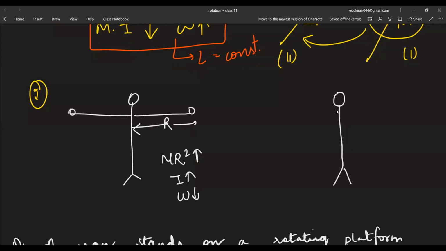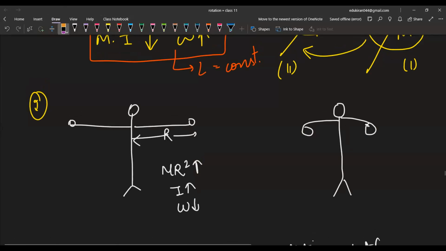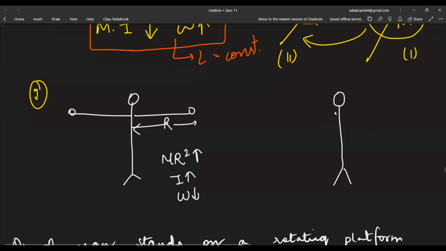She brought both the hands closer, curved her hands and brought it closer, or properly, let's say properly curled it in this manner. Okay, both. So what has happened? The radius has now decreased. So I is now decreasing. So what will happen? She'll spin faster.